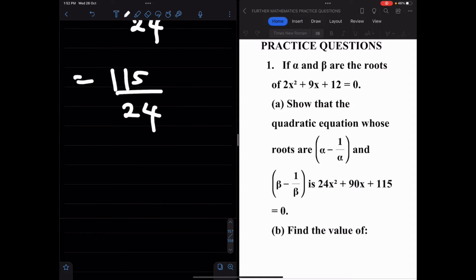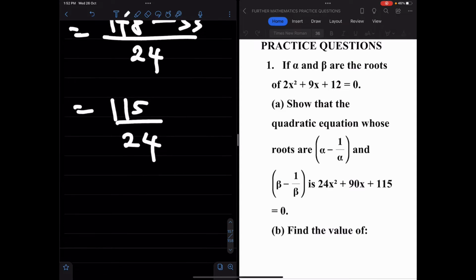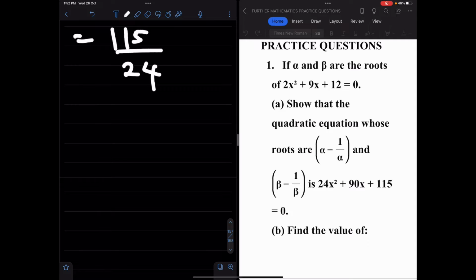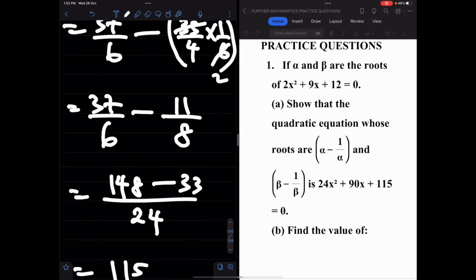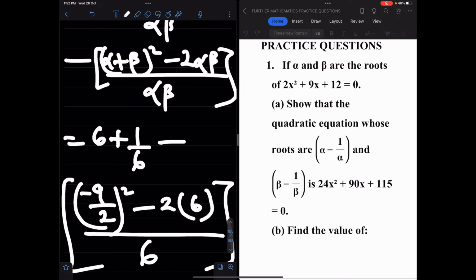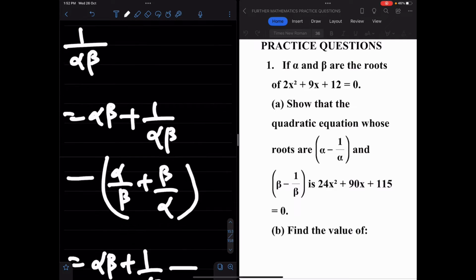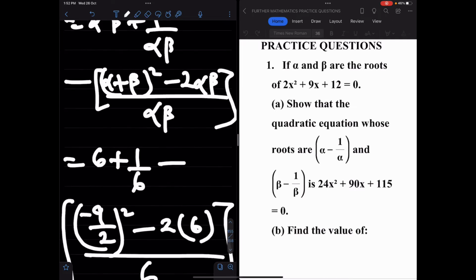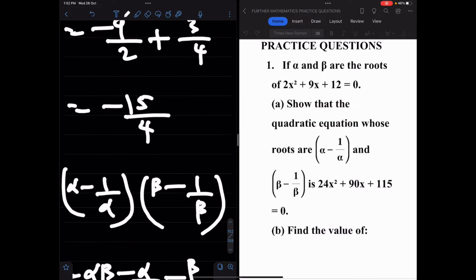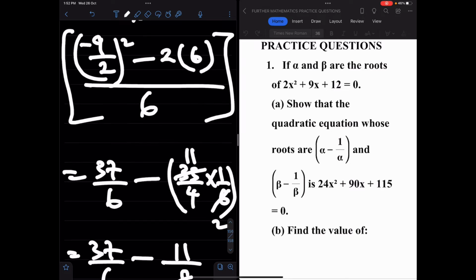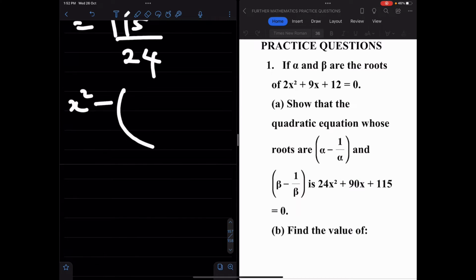Yeah, that's correct. Over 24. So the product of the new roots is 115 over 24. Now the equation whose roots are alpha minus 1 over alpha and beta minus 1 over beta is therefore x squared minus the sum of the new roots. What did I get for the sum? Let's go back to that. The sum of the new roots gave us minus 15 over 4.